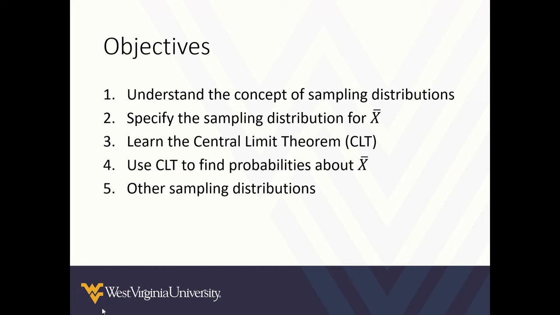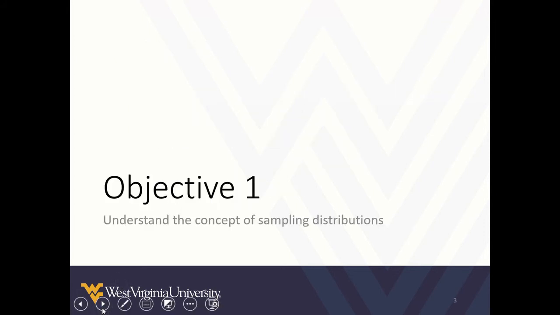First, we want to understand the concept of sampling distributions. Second, we want to specify the sampling distribution for our sample mean. Third, we're going to learn about the central limit theorem, which we often abbreviate as CLT. Then we will use the central limit theorem to find probabilities about our sample mean. And then finally, we're going to focus on a few other sampling distributions. Let's get started with our first objective.